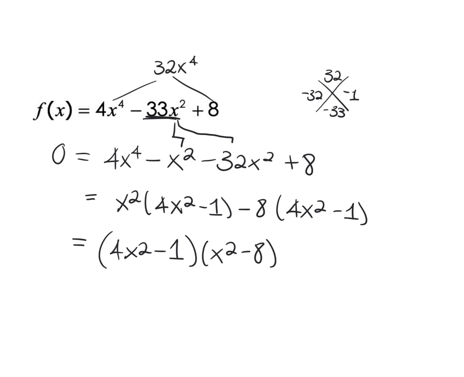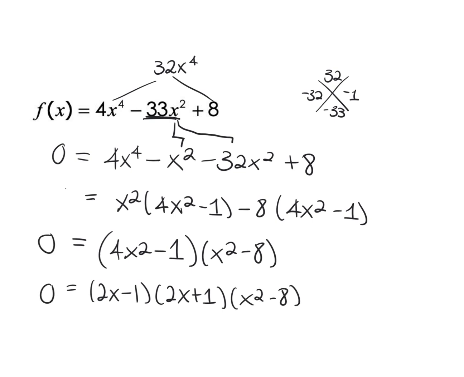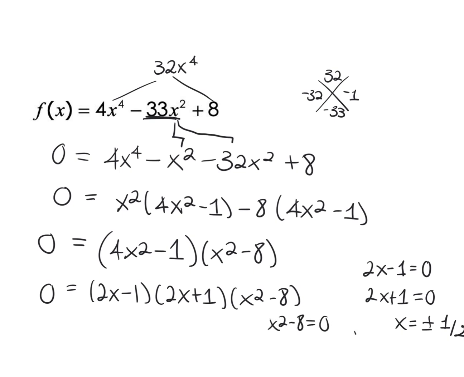So 4x squared will factor to 2x minus 1 times 2x plus 1. And then x squared minus 8 will stay the same, and all this will equal 0. So then we just set each factor equal to 0. So we have 2x minus 1 equals 0, and we have 2x plus 1 equals 0. So x is plus or minus 1/2. And then we have x squared minus 8 equals 0. So x is plus or minus square root of 8.